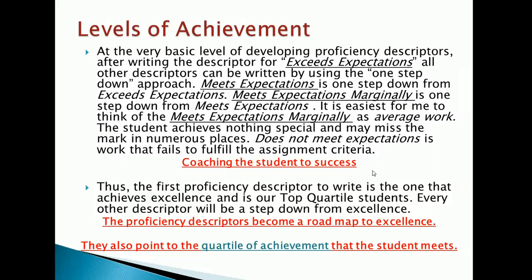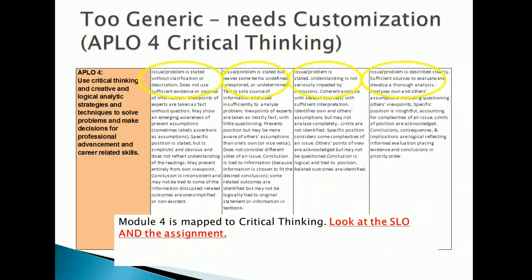We look at these in quartiles of achievement. So the first proficiency descriptor to write is the one that describes excellence, and it is our top quartile students. Every other descriptor will be a step down from excellence. And rather than thinking about this on a bell curve, we actually are hoping that most of our students, approximately 80%, would meet or exceed expectations, because otherwise we're not accomplishing our goals of actually teaching the students what we want them to learn in the sense of these core competencies and program learning outcomes.